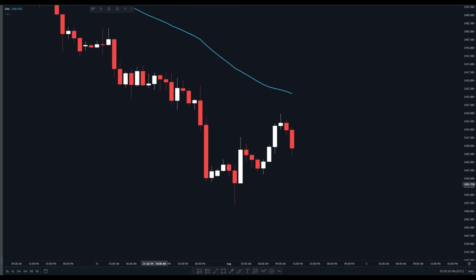Let's take a look at a bearish example. Here the price is moving below the 50 moving average. So we have a bearish trend, and we will only look for selling opportunities.